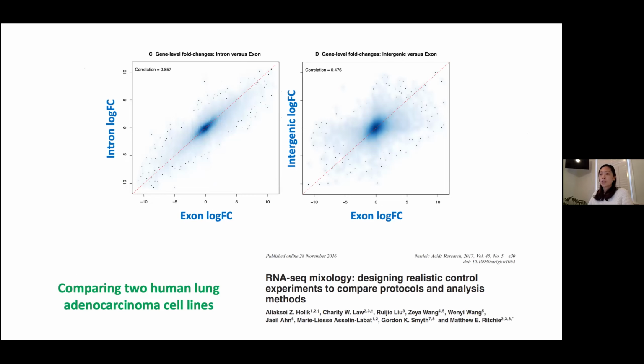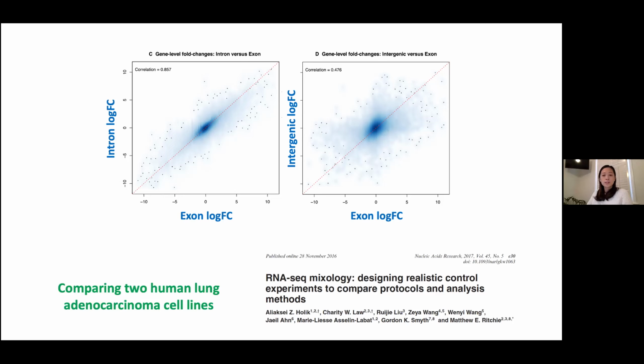that intron counts, summarized over those annotated regions, if we take a log fold change comparing two different groups, where in this case the two different groups are human lung adenocarcinoma cell lines, and compare the intron log fold changes in the plot on the left with the exon log fold changes, you'll see that there's a strong positive correlation. The plot next to it just shows what the correlation would look like if you're looking at the gene-wise exon log fold changes versus the intergenic region that is adjacent to it.